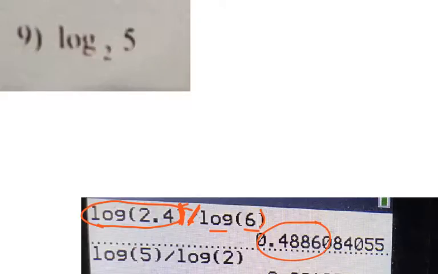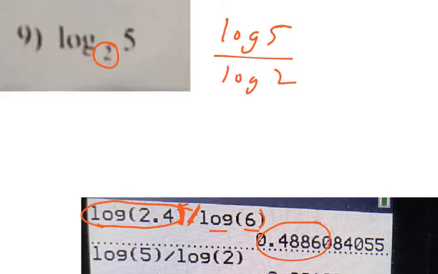Okay? So let's do it one more time. How would I do log of 5 base 2? Notice that is a base 2. Well, I'm simply going to do log of 5 divided by the log of 2. It's that simple, guys.